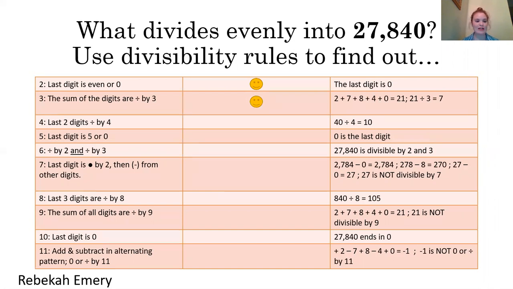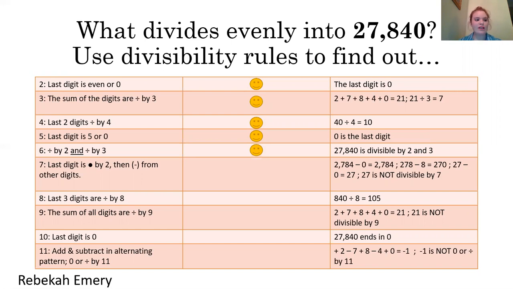If the number is divisible by 4, the last two digits are divisible by 4, so 40 is divisible by 4, which is 10, so that is a smiley face. If a number is divisible by 5, the last digit is a 5 or a 0, and the number that we have ends in a 0, so that's a smiley face. A number is divisible by 6 only if it is also divisible by 2 and 3, and 27,840 is divisible by both 2 and 3, which means it is also divisible by 6.